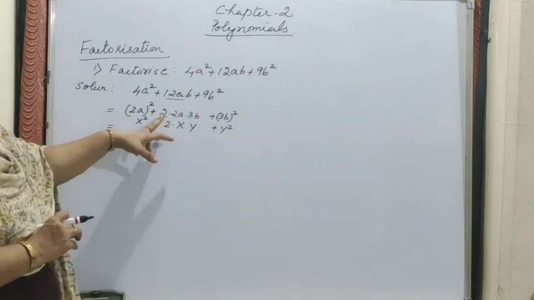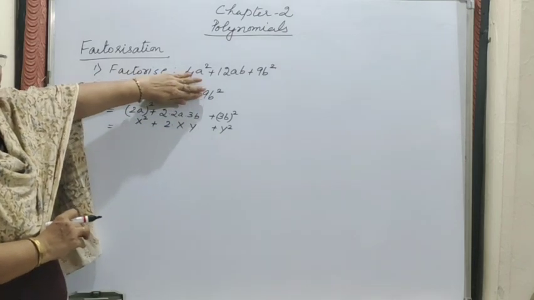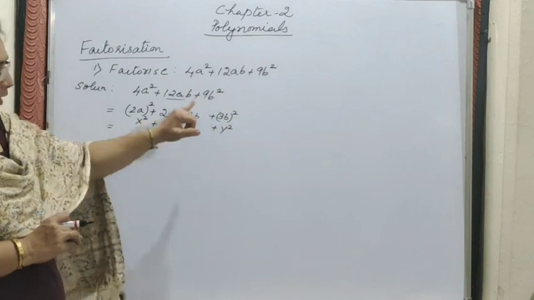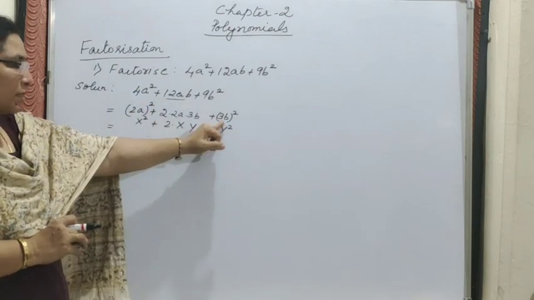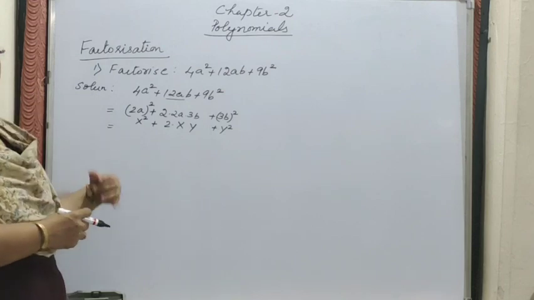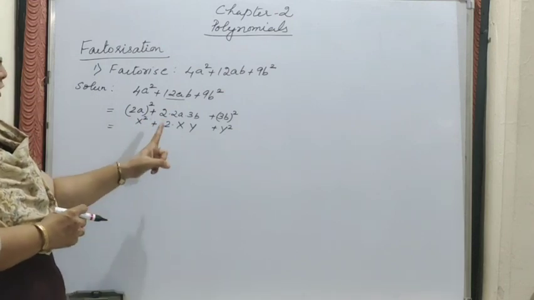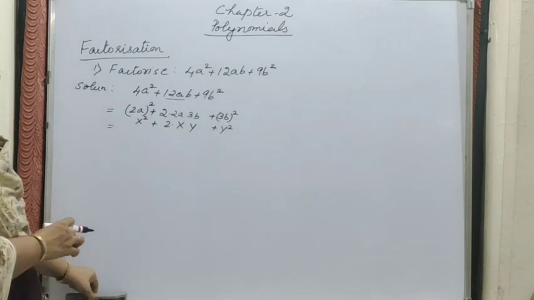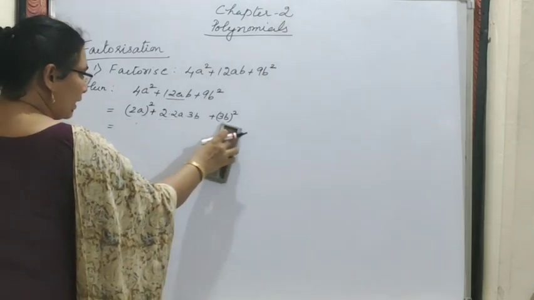What is the case here? Without thinking about this middle term, you have assigned this as the first term and this as the second term. If this is the first term and this is the last term, a square or b square, then what should be the middle term? It should be 2ab. So we are writing like this. Understood this one? So what should the next step be? We will write the identity correctly.